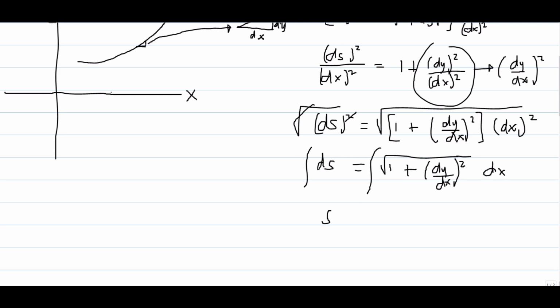So the integral of ds is s, and that would be equivalent to the integral of the square root of 1 plus the quantity of dy over dx, squared, times dx. Since it is with respect to dx, our limits are in x, so we have x sub 1 and x sub 2. So that would be the first formula.